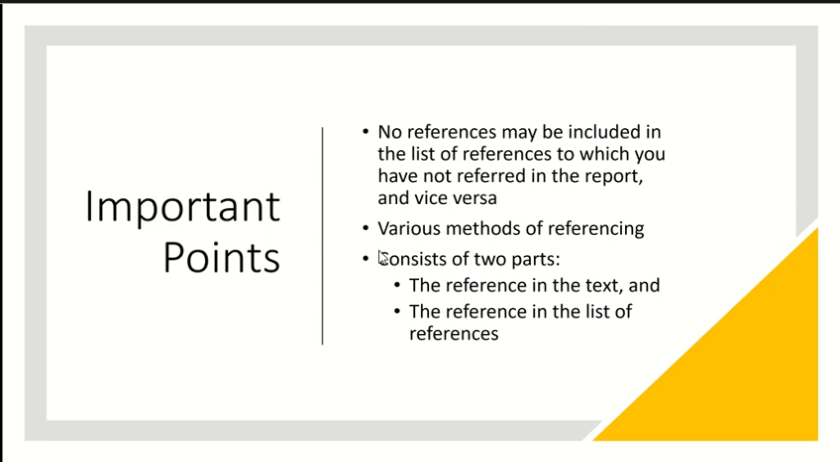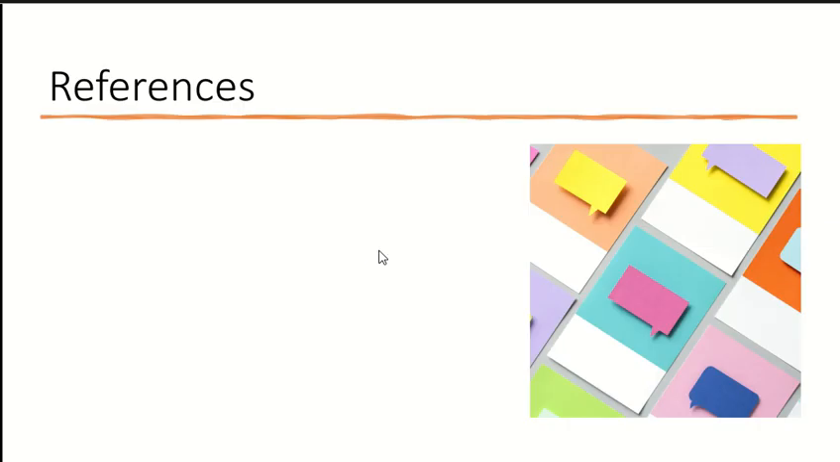So all the references which are used in the report should be in the list, and all the references which are in the list should be used in the report. There must be two parts of every reference. One, I call it citation, which is in the report, and the other part is the detail, which is in the list.